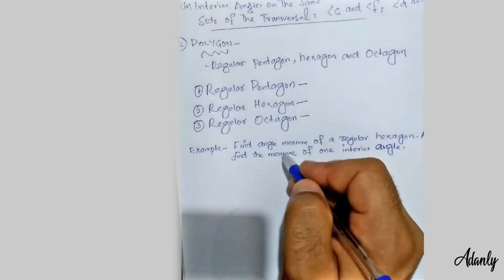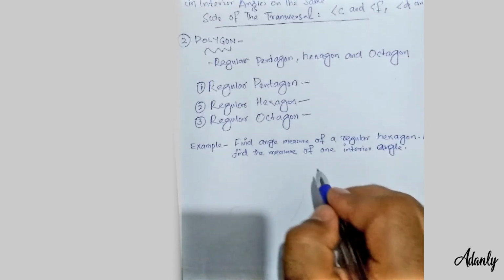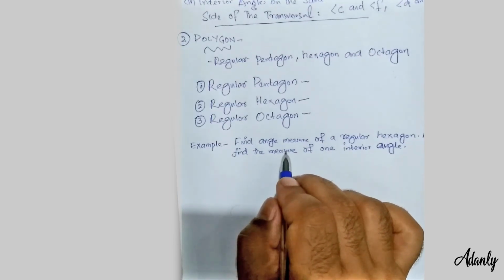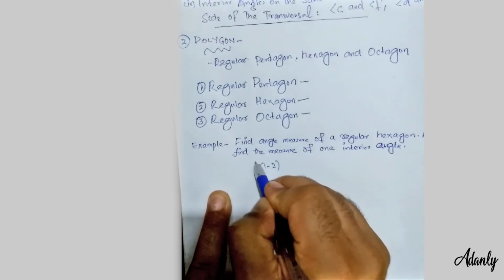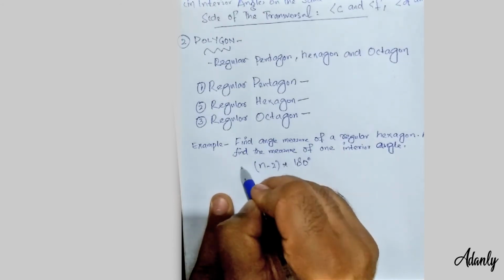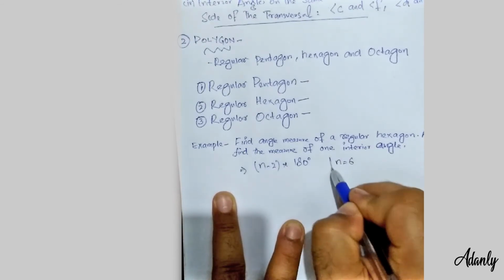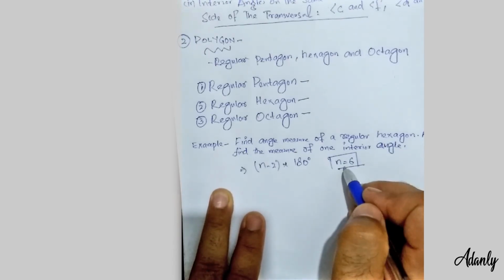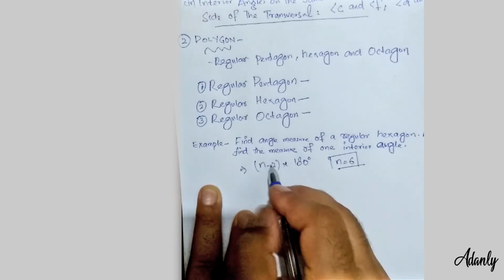In this example, we have to find the angle measure of a regular hexagon. Also find the measure of one interior angle. Since we know that a hexagon has 6 sides, according to the formula (n - 2) multiplied by 180 degrees, we have n equals 6, since the polygon is hexagonal. So we put n equals 6 in this formula.